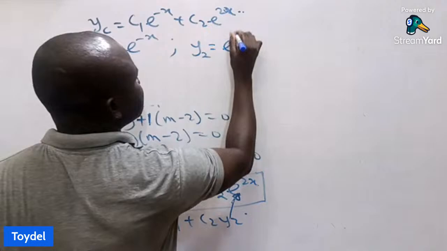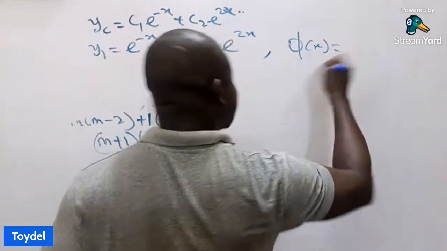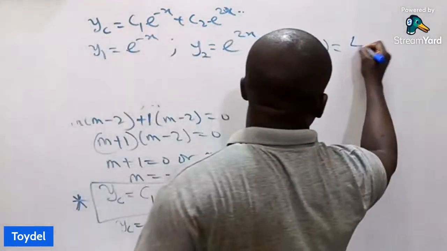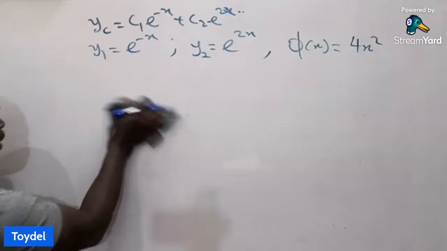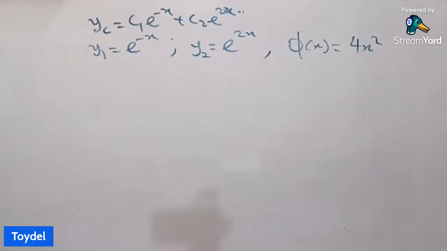Then from that question, we know that phi of x, that is the right hand side of that equation, is the same thing as 4x squared. So what do we do here? I'm about to apply the method now. Once we have gotten this value, what do we do here?